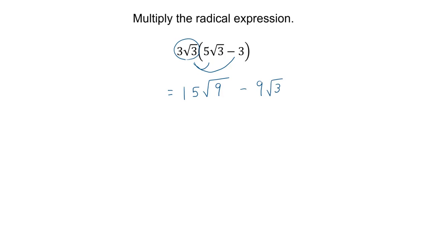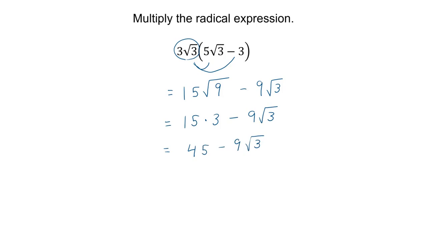Now the multiplication's done, and we just need to make sure that we have a fully simplified radical expression. Well, I notice that we can simplify the square root of 9 in the first term. The square root of 9 is 3. So really we have 15 times 3 minus 9 square roots of 3. And of course, 15 times 3 is 45. So we have 45 minus 9 square roots of 3.